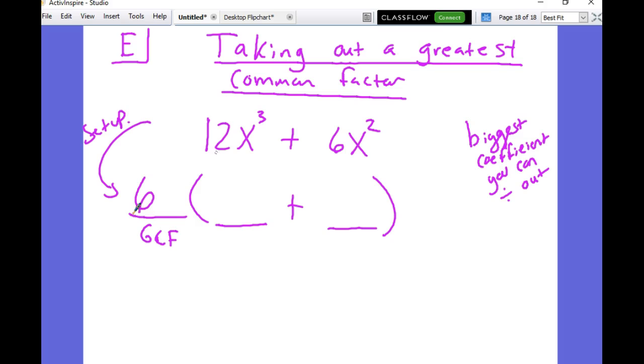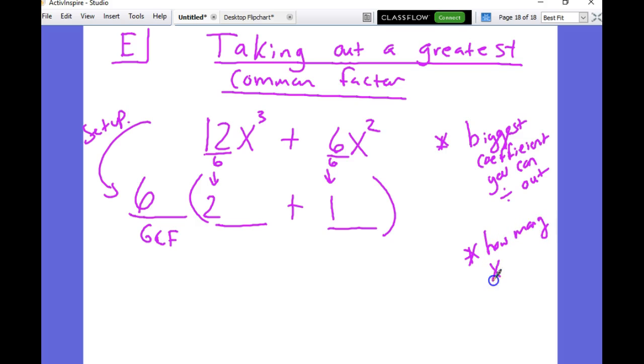Now if I divide 12 by 6, what do I have left? 2. And if I divide 6 by 6, what do I have left? 1. So the 12 is going to become a 2 and the 6 is going to become a 1. But we also have to take out some x's here. Now, how many x's can you take out? 1, 2.